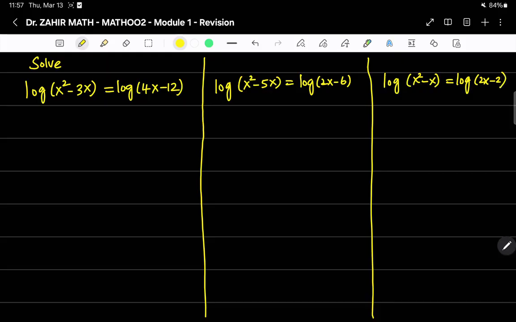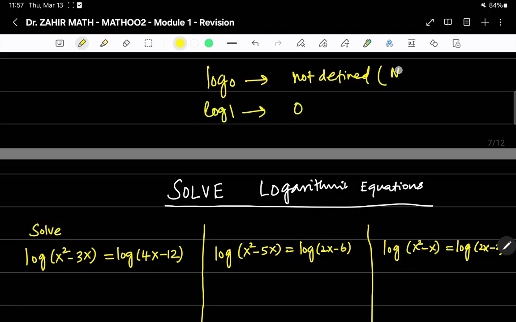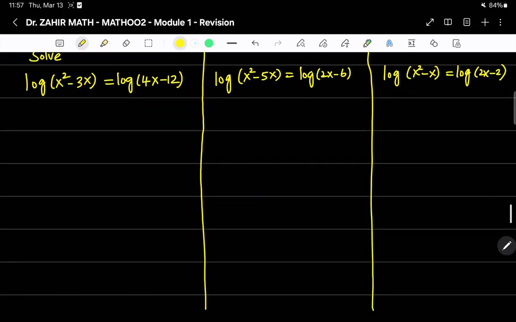Keep in your mind, log 0 is not defined, which is undefined. Keep in your mind, log 1 is 0. Here in the calculator, you will get a math error. If you get a math error, it is undefined, which means it is not considered. So let's go and solve these questions.